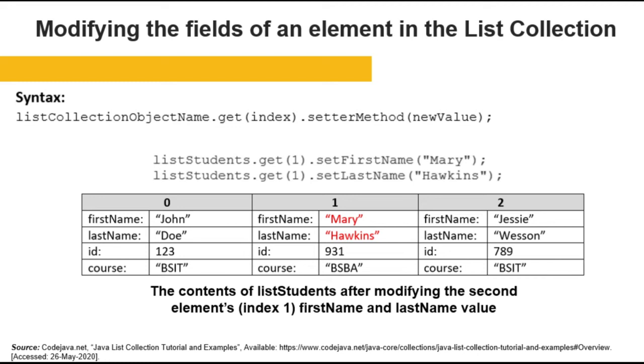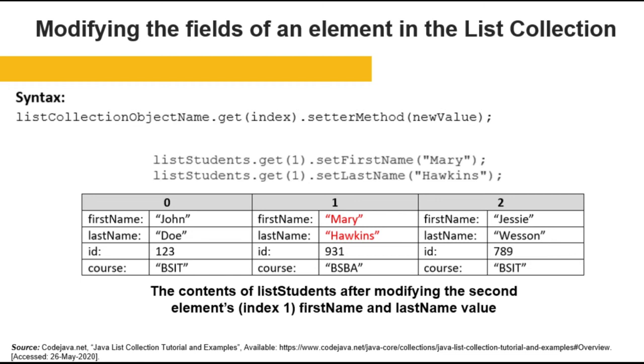That set first name, because we will try to change the first name of the student at index number 1, which will be replaced by Mary. Then the same will happen with the last name. So list students get 1 dot set last name Hawkins. Previously, our student name is Paul Parker, so it will be replaced with Mary Hawkins.